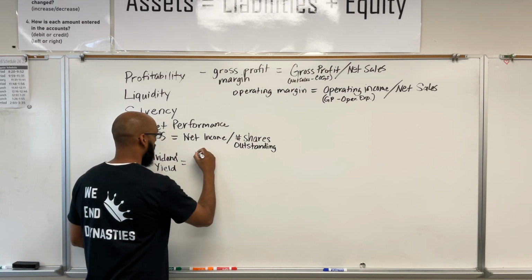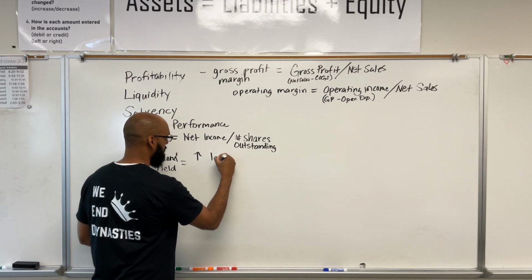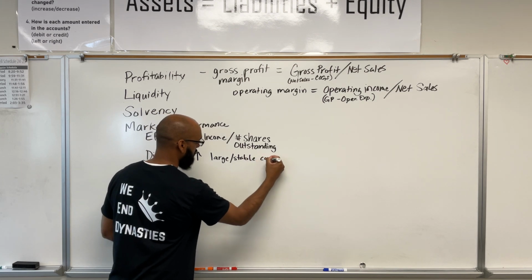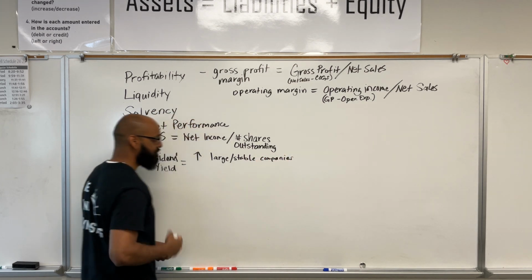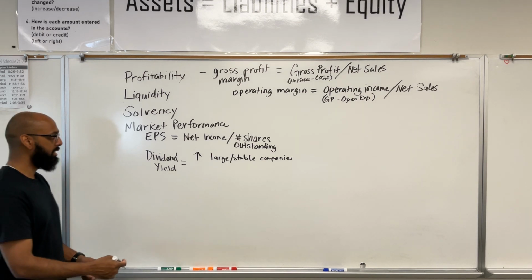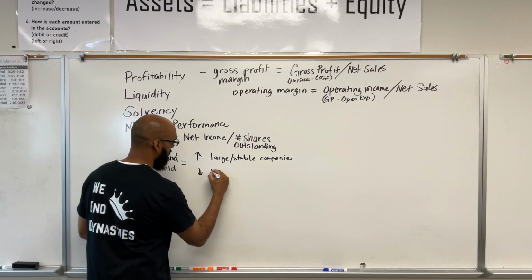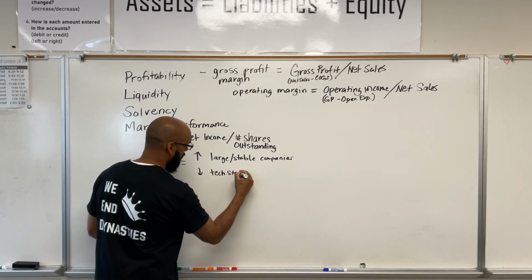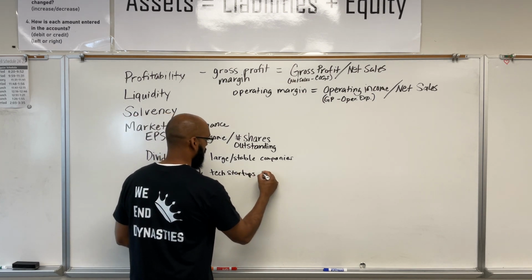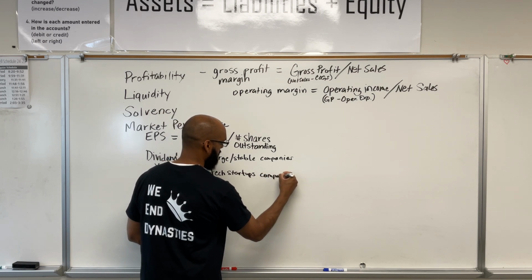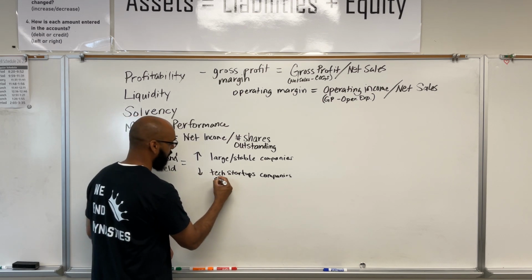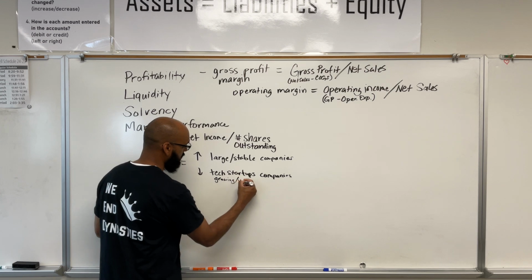All right, so dividend yield is going to be higher for large, stable companies, because they're going to be sharing the wealth with their stockholders more often and more frequently, whereas tech startups or smaller companies are not going to be sharing the wealth. They're going to be reinvesting the wealth into the company to help it to grow. All right, so dividend yields are typically going to be lower for growing or young companies.